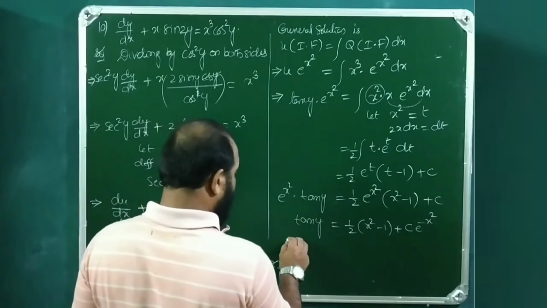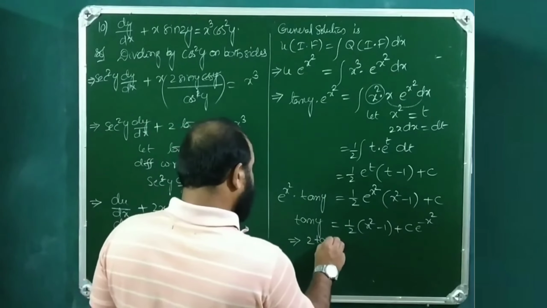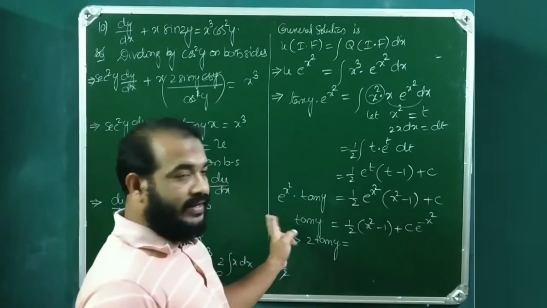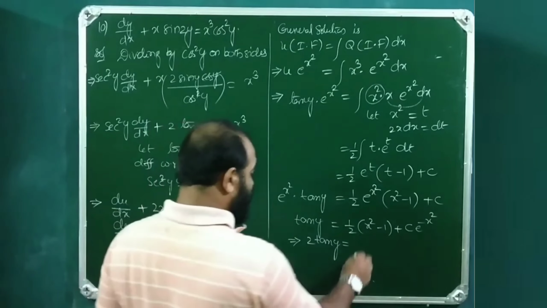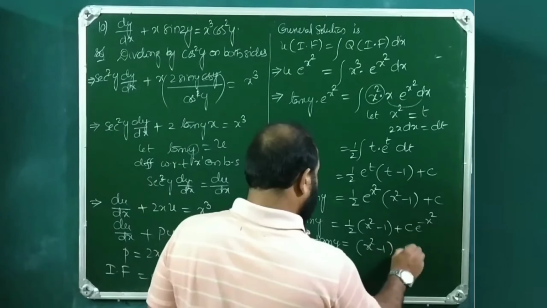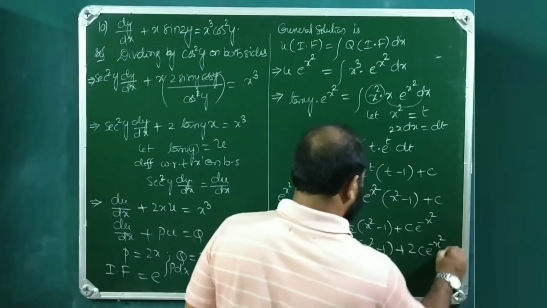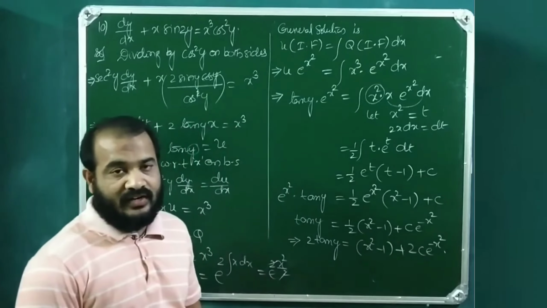Therefore, 2 is the LCM here, and if you cross multiply, 2 tan y equals x square minus 1 plus 2c e power minus x square, which is the required solution.